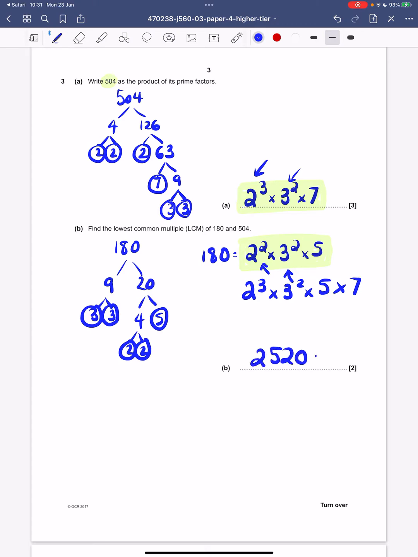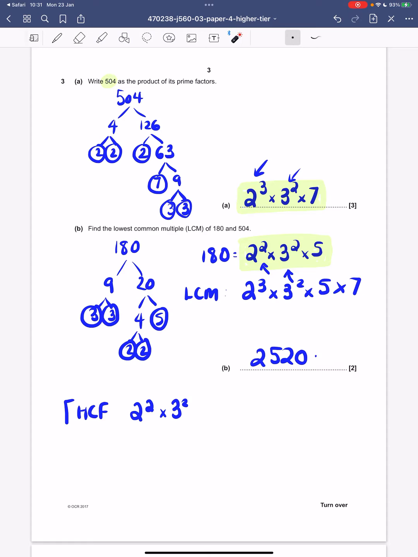Okay, so when you do the lowest common multiple, you pick the highest power of each, so cover all your bases for all of them. If you want to compare, if you want the highest common factor, you actually pick the lowest that goes into each. So the lowest would be 2 squared times 3 squared, and we wouldn't have any 5s because 5s only goes into 180, and we wouldn't have 7s because that only goes into 504.